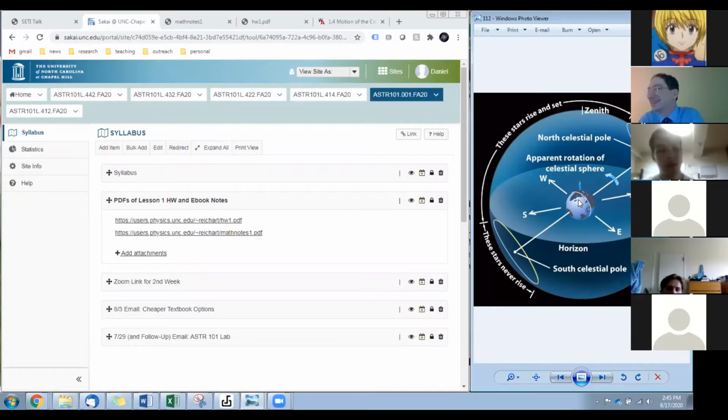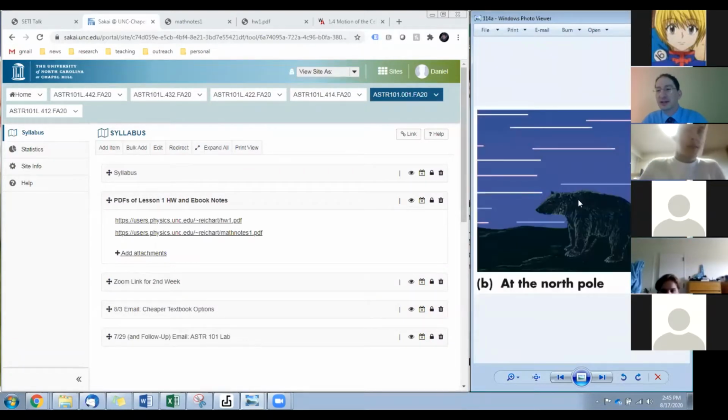Is it 1/4? All of them are circumpolar? All of them? It's all of them. Yep, that's right, it's all of them. So let's think that through here. If we are standing on the North Pole, the North Celestial Pole is directly overhead.